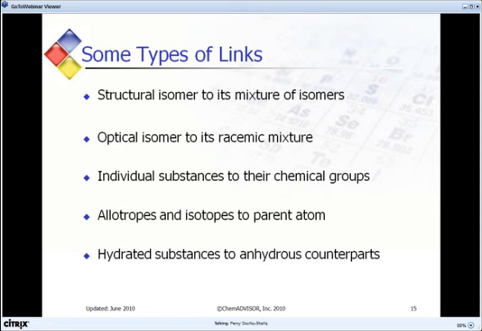As was mentioned before, some of the types of links that we look for are structural isomers to a mixture of isomers, optical isomers to a racemic mixture, individual substances to a generic chemical group, allotropes and isotopes to a parent atom, and hydrated substances to anhydrous counterparts. Of course, there are others, but these are just some basic ones to keep in mind.